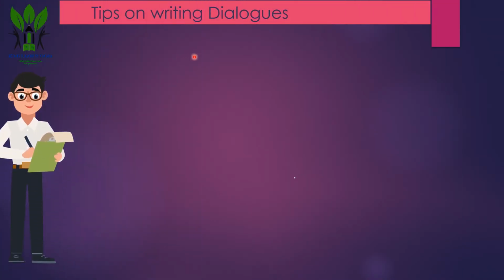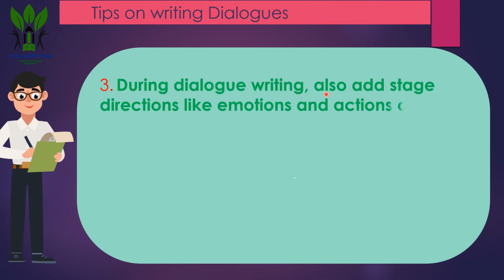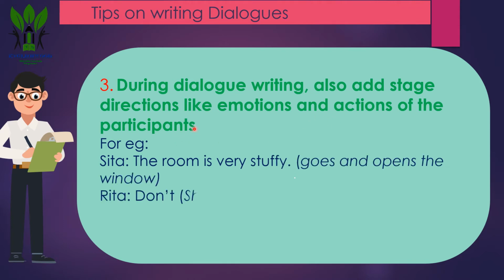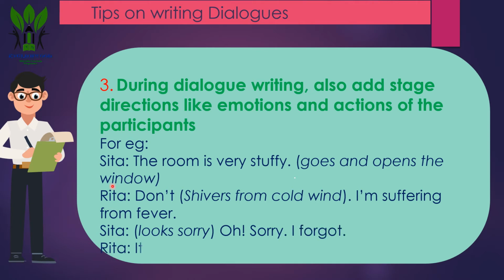Now, during dialogue writing, also add stage directions like emotions and actions of the participants. For example, Sita and Rita are the participants. Now you can give some of the stage directions which are inside the brackets actually, and they give you an idea or they make the situation clear, why they were talking, why they were doing like that.